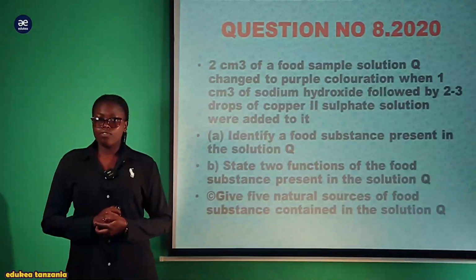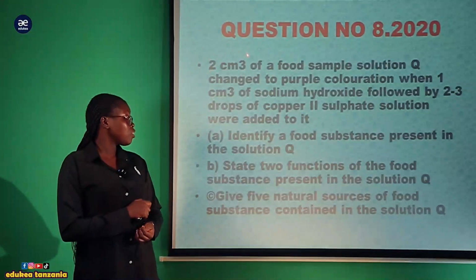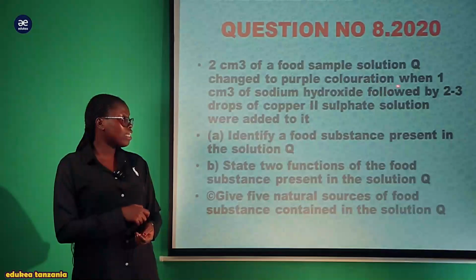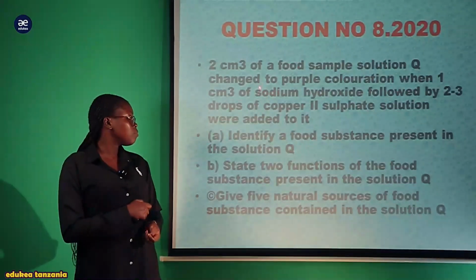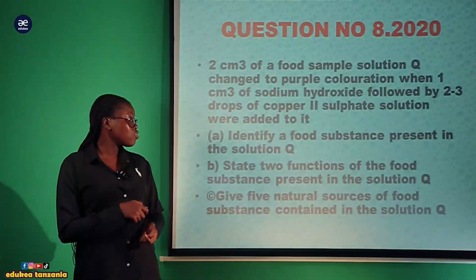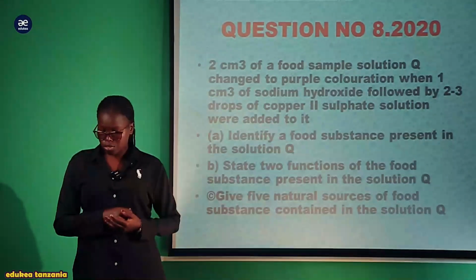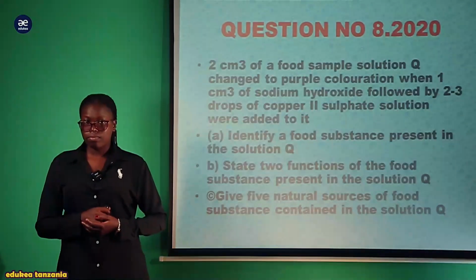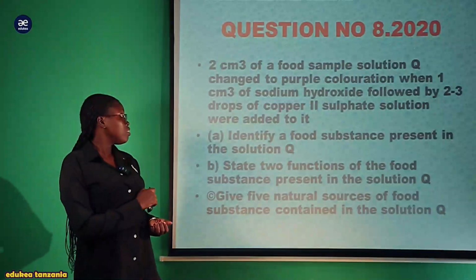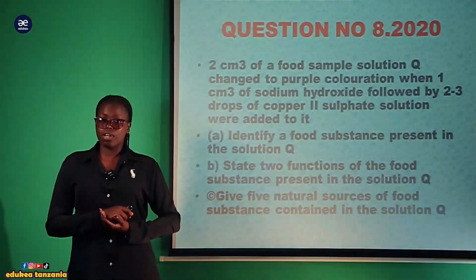The question number 8 for the year 2020 stated that 2 cubic centimeters of the food sample solution Q changed to purple coloration when 1 cubic centimeter of sodium hydroxide, followed by 2 to 3 drops of copper II sulfate solution, were added to it. Now, after this short scenario, the 2 cubic centimeters of the food sample, you are given a food sample in your laboratory.